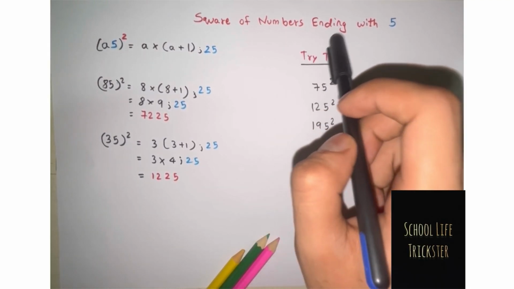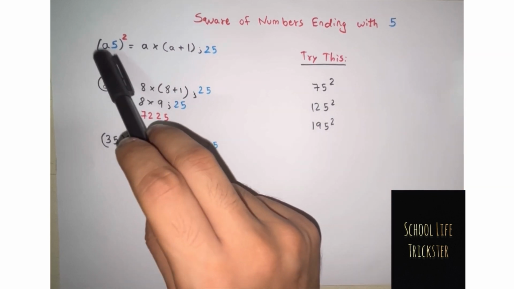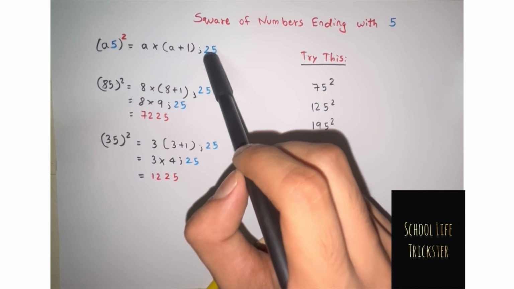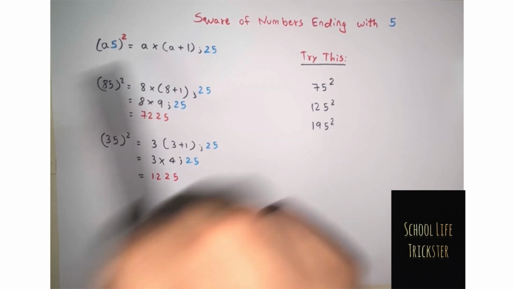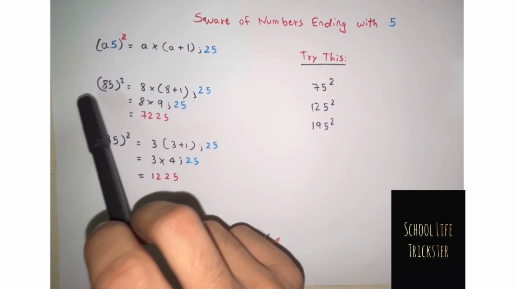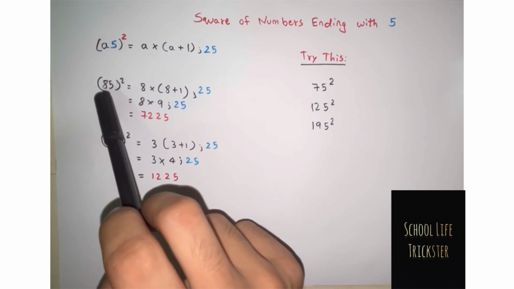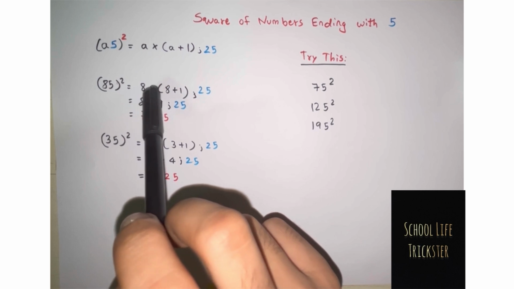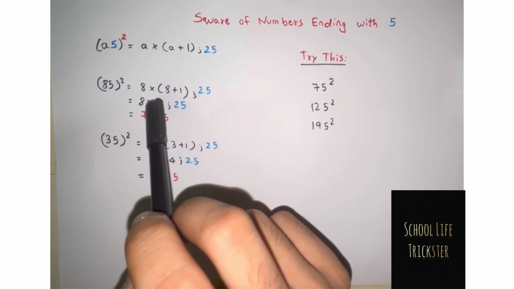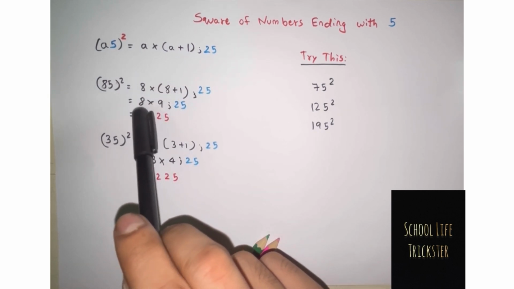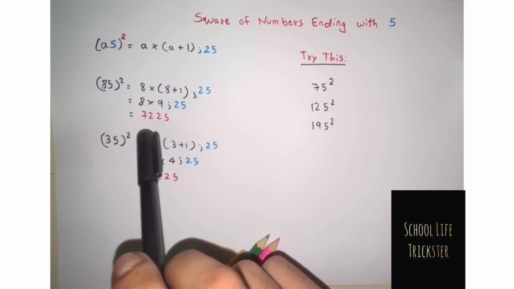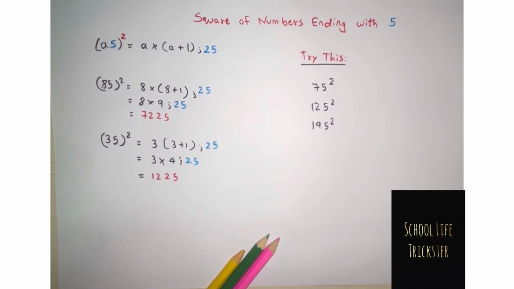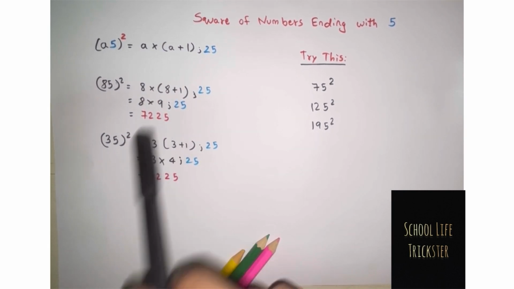Square of numbers ending with 5. A5 square equals A into A plus 1, and we write 25 at the last place. Let's see an example, 85 square. Now 8 is A. Now solve by this formula: 8 into 8 plus 1, that is 8 into 9, that is 72, and we write 25 as it is. So the answer is 7225.